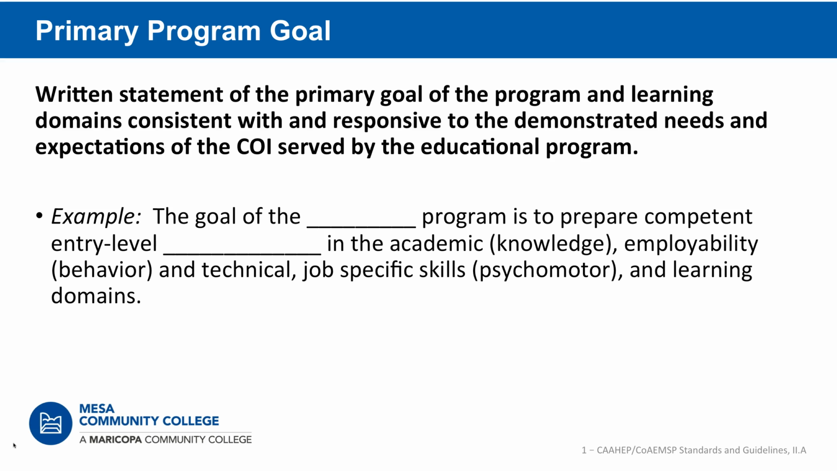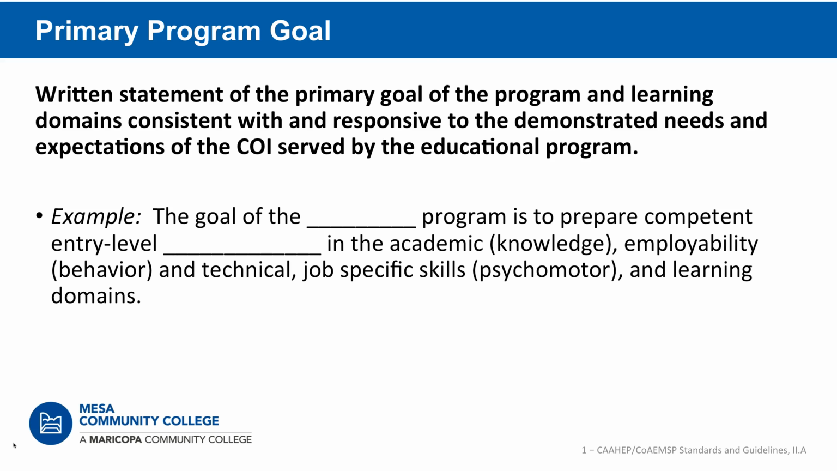Now, it's important to really be clear about the goals. And so if you have a program that's accredited, this sort of statement will look familiar to you, but it's applicable to all the programs that we have. So it's important to have a primary goal of the program and some learning domains, so cognitive, affective, psychomotor. We need to be consistent with that and demonstrate that this is meeting the needs and expectations of the community of interest served by the educational program.